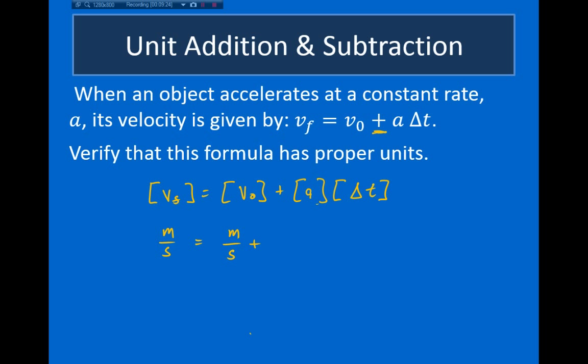And over here, acceleration, remember, is meters per second squared. Delta t, that's the change in time, so that's units of seconds. Notice they cancel. So we have meters per second plus meters per second. So in fact, we are adding meters per second to meters per second, and we get meters per second. So this equation works out.